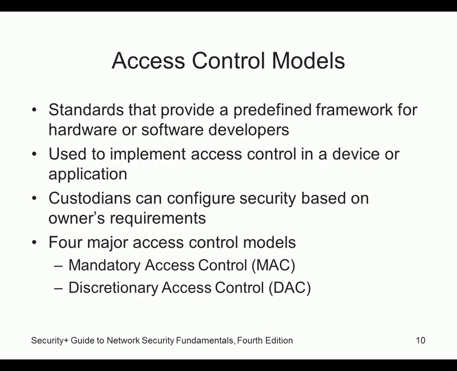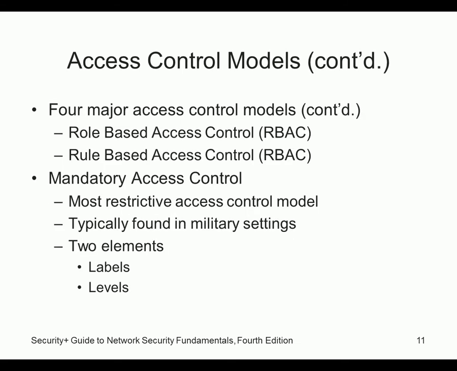Now let's talk about some of the models. There are predefined frameworks, and we're going to talk about each one of these. They're used to implement this whole thing of access. People have thought about this stuff and been doing it for years, so this is how they do it. We have mandatory access control, discretionary access control, role-based access control, and rule-based access control. So 4 basic ones. We'll talk about each one.